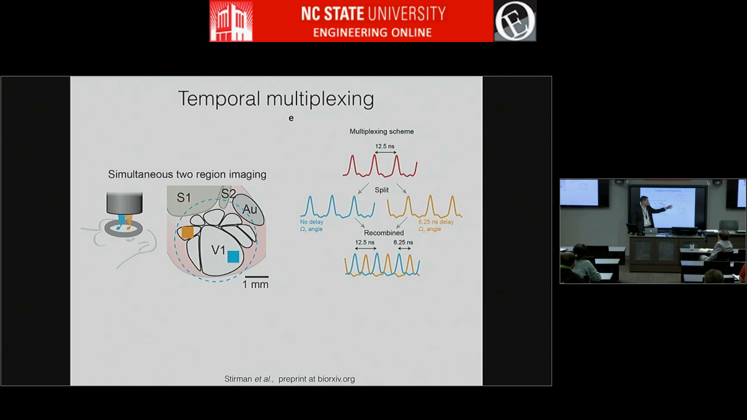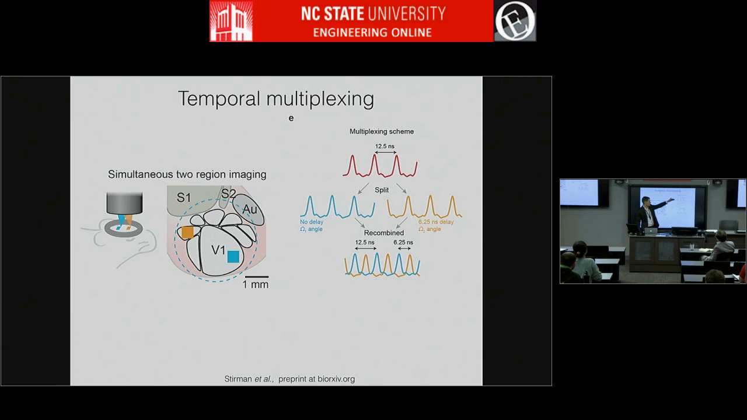We can do this temporal multiplexing because the excitation laser is pulsed at 80 megahertz. So we split it into 2 beamlets using polarization, and then we delay one by 6.25 nanoseconds. Then before we recombine them, they're deflected at different angles, and that angle of deflection is then focused on the raster scanning mirrors.